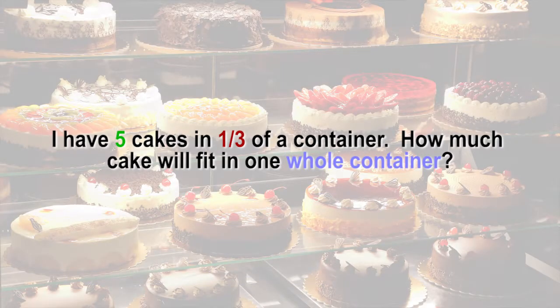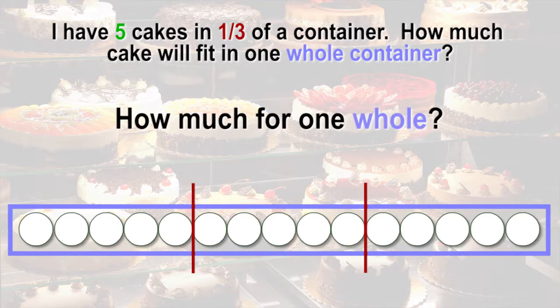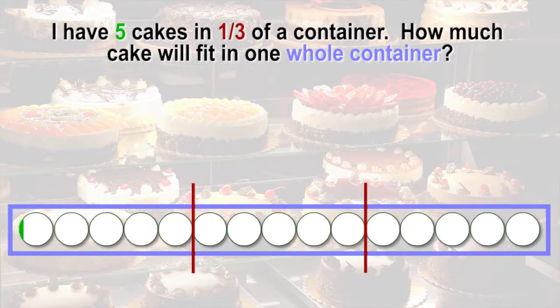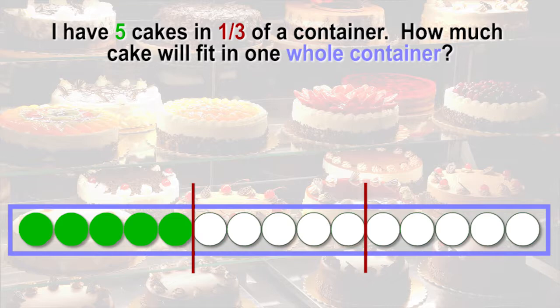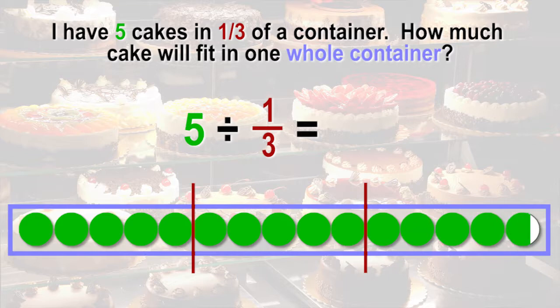I have 5 cakes in 1/3 of a container. How much cake will fit in one whole container? The question to ask with partitive interpretation division problems is how much for one whole? In this diagram, the blue represents the whole container and the red marks represent thirds. 5 cakes fit into 1/3 of the container. If 5 cakes are put into each of the next 2 sections of the container, there will be a total of 15 cakes. 5 divided by 1/3 equals 15.